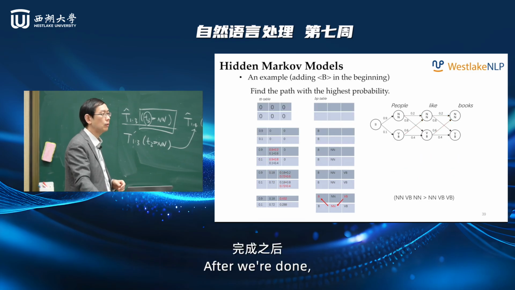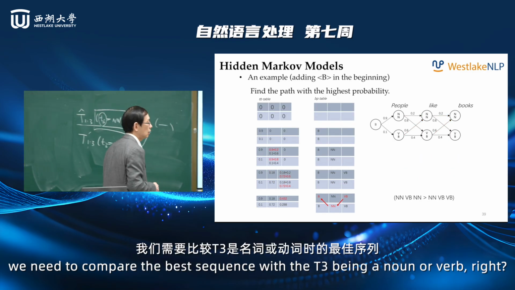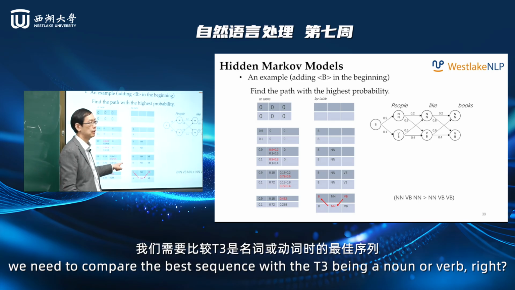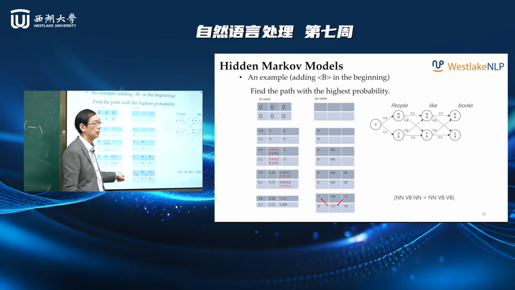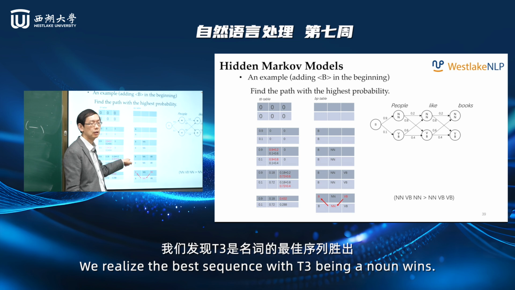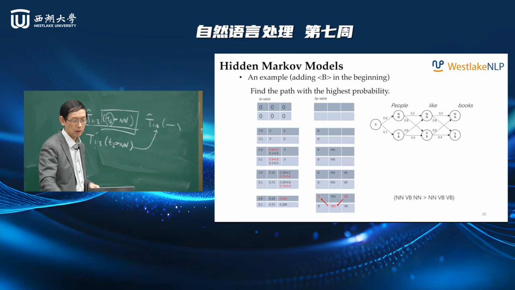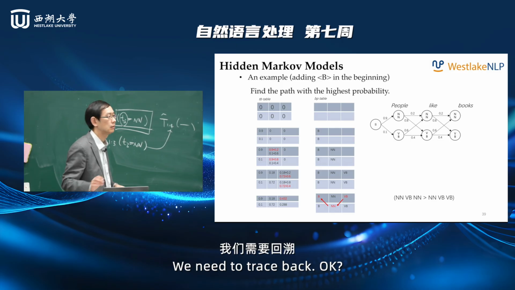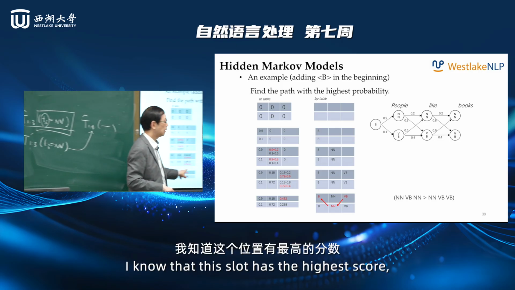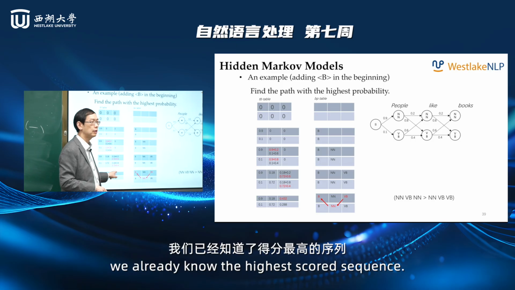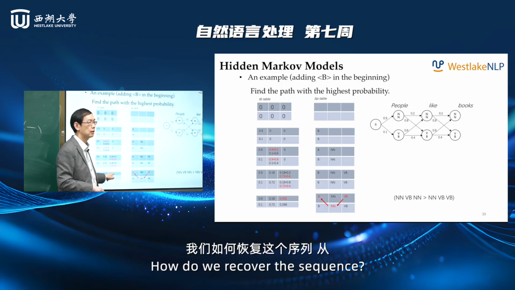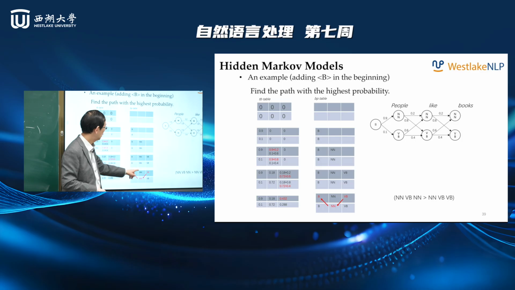And similarly, I fill T3 with a verb as the ending. All right, now after we are done, we need to compare the best sequence with T3 being a noun or verb. We realize the best sequence with T3 being a noun wins. And then what do we do? We need to trace back. I know that this slot has the highest score. We already know the highest scored sequence. How do we recover the sequence?